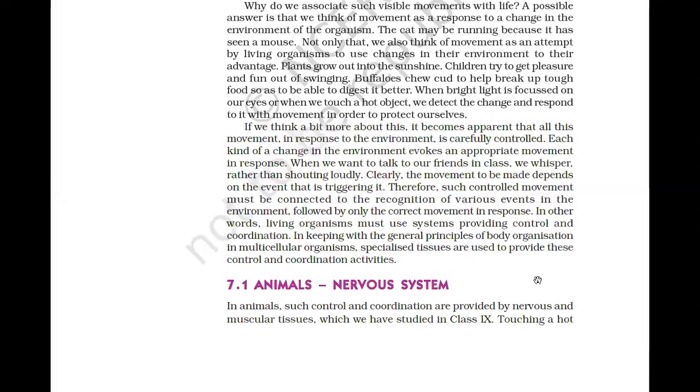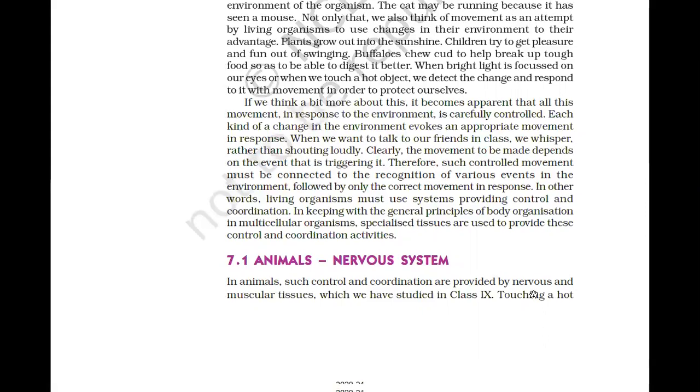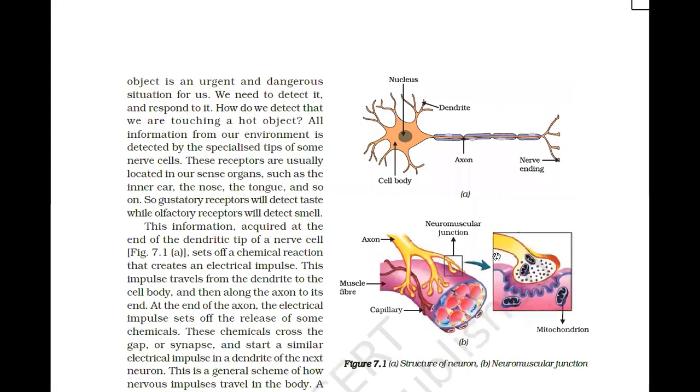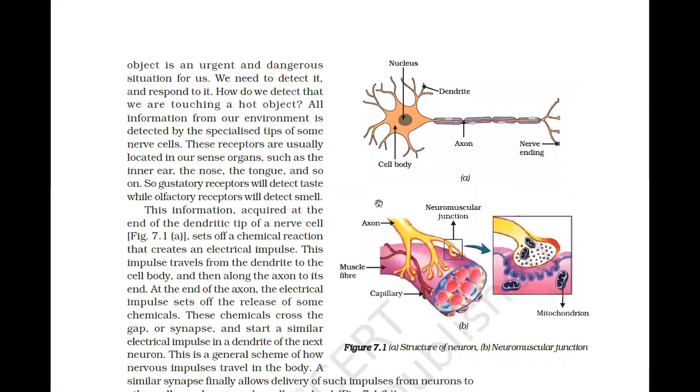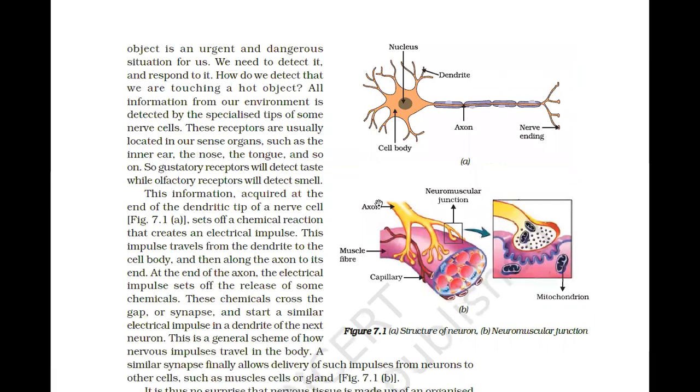Animals: Nervous System. In animals, such control and coordination are provided by nervous and muscular tissues, which we have studied in Class 9. Touching a hot object is an urgent and dangerous situation for us. We need to detect it and respond to it. How do we detect that we are touching a hot object?